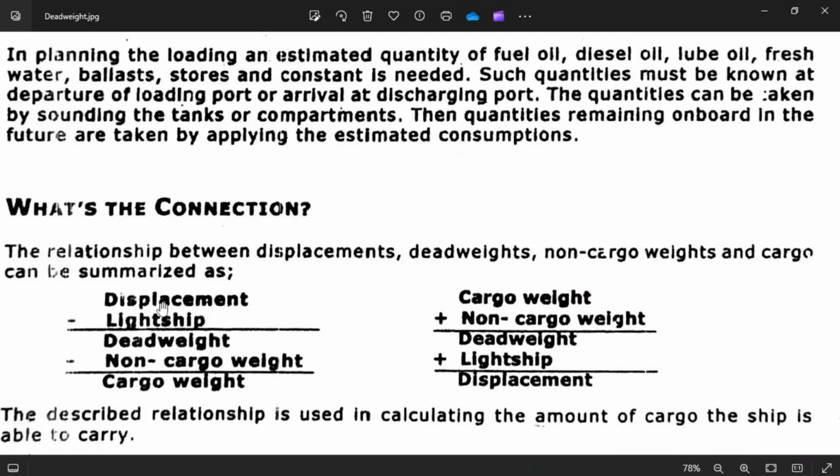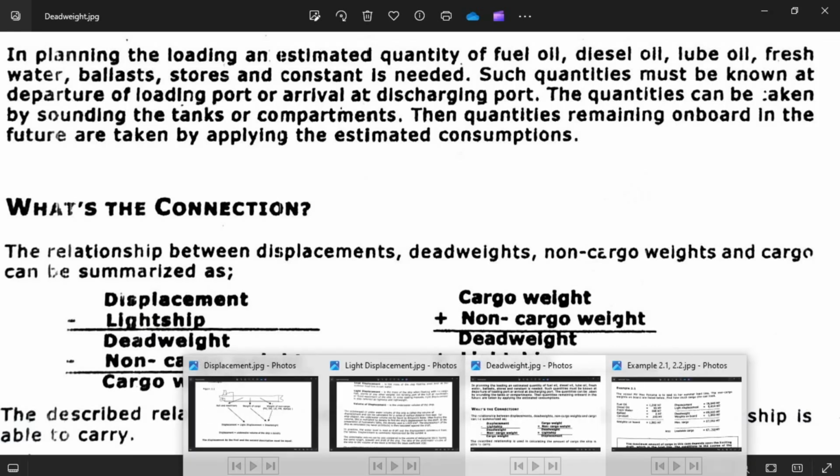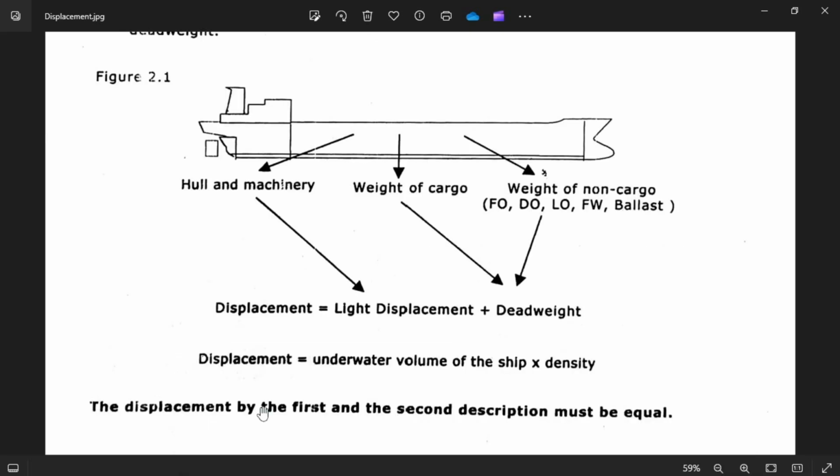Then you have your light ship. This is given in your loading manual. So remember, guys, light ship. This will be your light ship or light displacement, which is the machinery and hull. That will be the light ship, guys, okay?